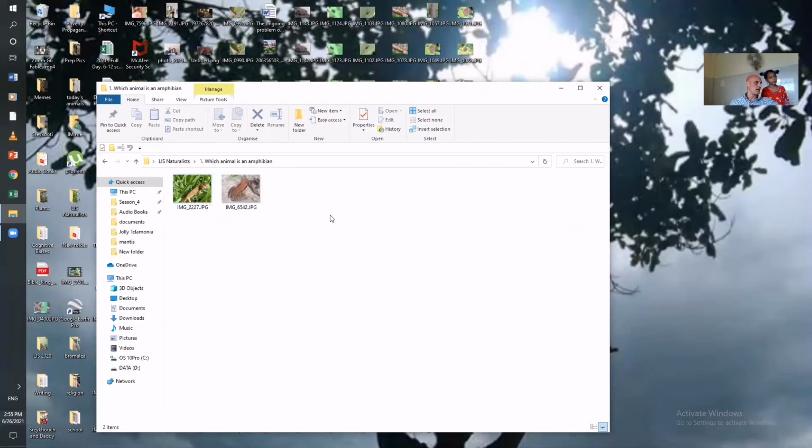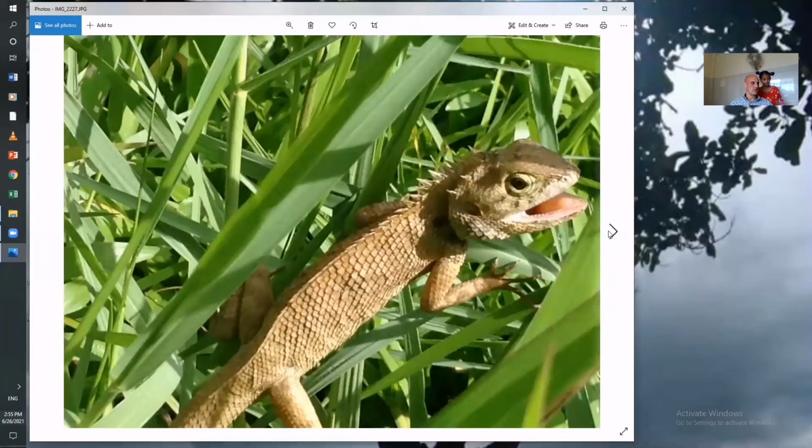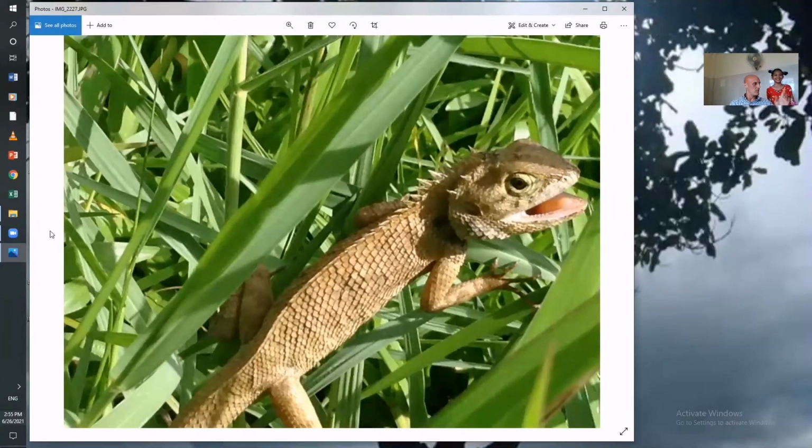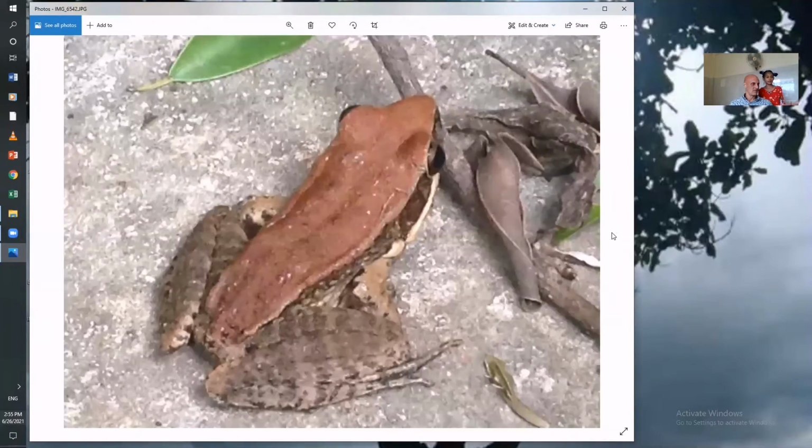The first question is, can you read that? Which animal is an amphibian? Okay, so then you have to decide, this one or this one? I think maybe the first one. The lizard? The lizard is an amphibian? Remember what lizards are? These are reptiles. Okay, so what is this? That's an amphibian, it's a frog. Right, so that's right.